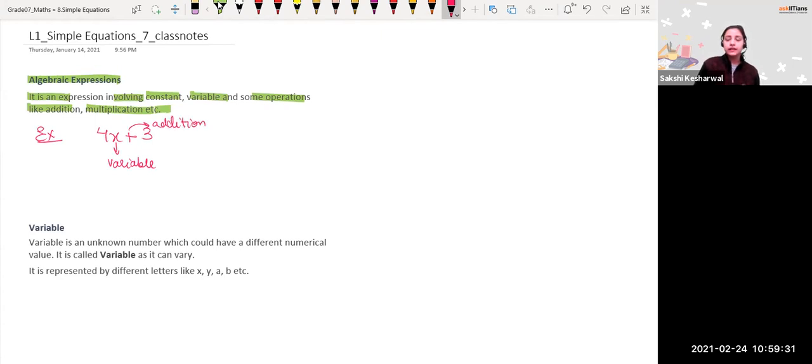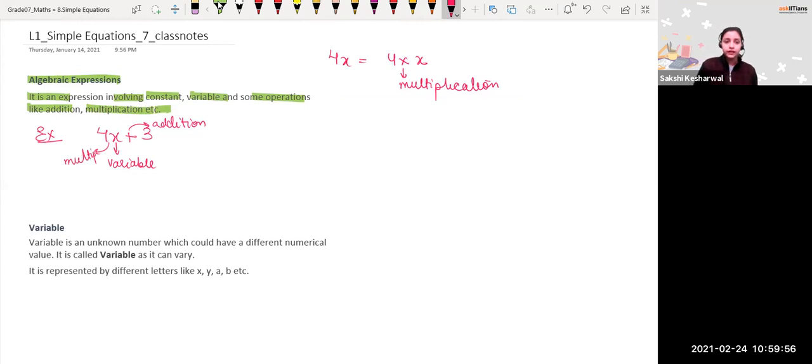And as we learned in class 6th grade, 4x means 4 into x, where 4 is the multiplication of the number. Here there is a multiplication. We don't write 4 into x, we write 4x. That's it. That is multiplication.